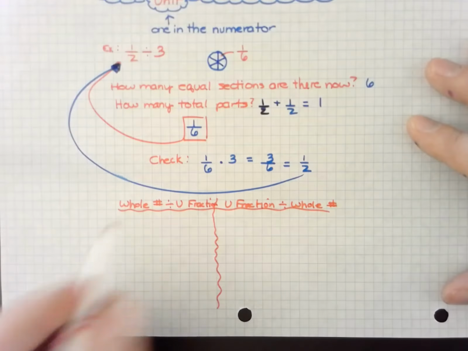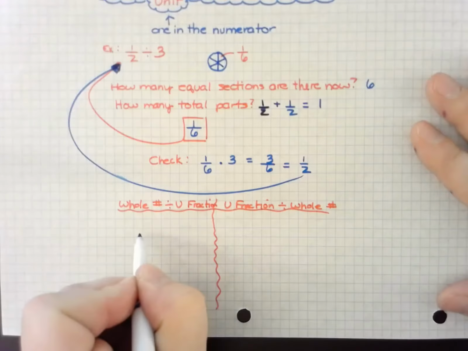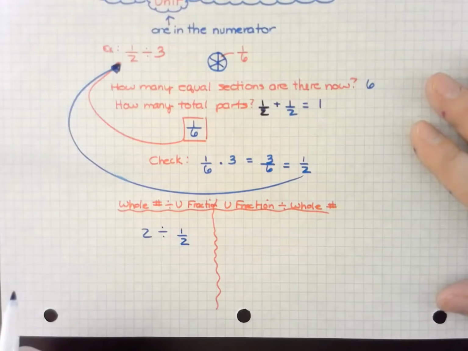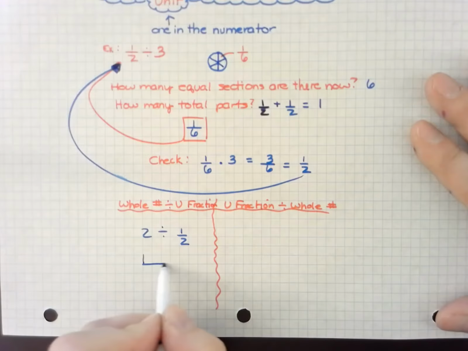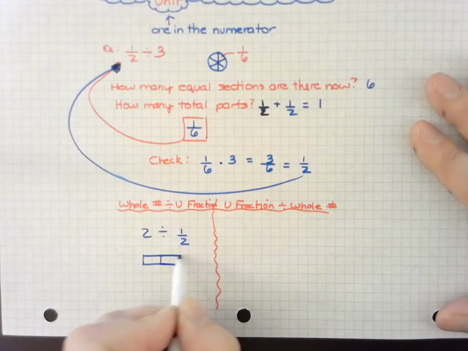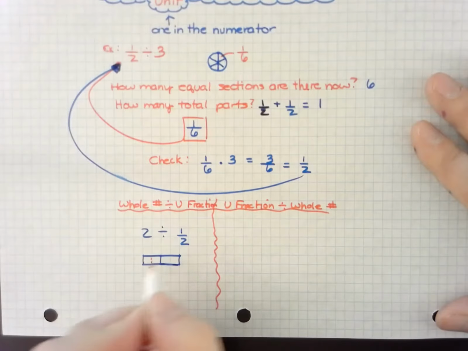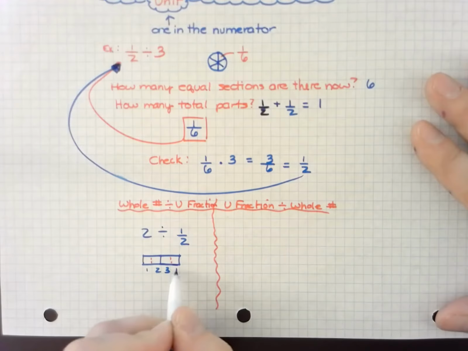And so again, a different example would be 2 divided by 1/2. So I have 2 pieces. And I have to divide that in half. And so I have 4 pieces altogether. 1, 2, 3, 4.